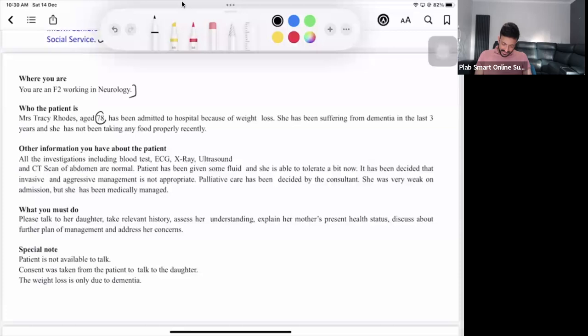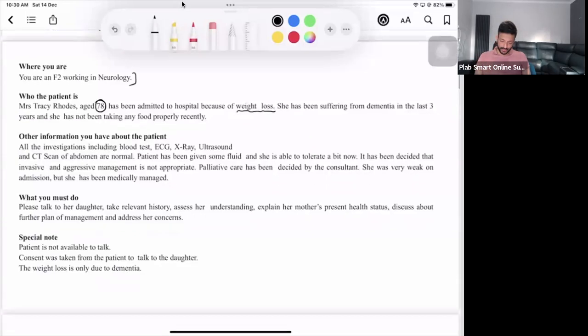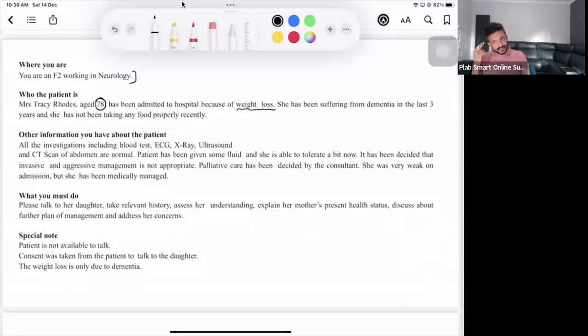Tracy, she's 78, has been admitted to the hospital because of weight loss. Now, if somebody age 78 is losing weight, what comes to your mind? Like cancer, that's the first thing that comes to mind. She has been suffering from dementia for the last 3 years, and she has not been taking any food properly recently. So that is the problem.